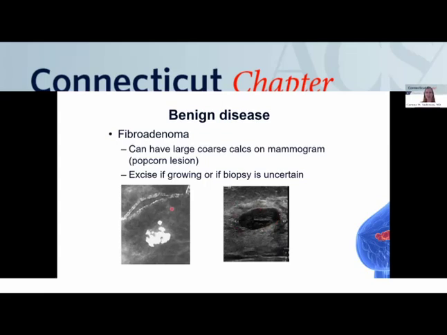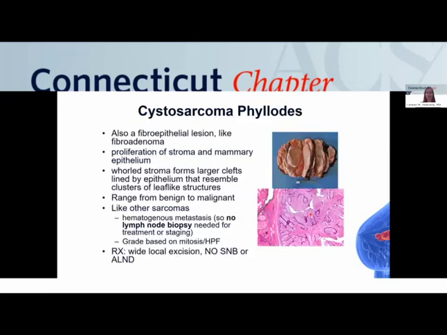On mammogram, if you do see these, they're usually a degenerated fibroadenoma, which we call popcorn lesions. It's these coarse calcifications. If you feel confident that that's what it is, sometimes we can follow these on imaging and do no biopsy. If a radiologist is not completely confident, or for lesions that are greater than 2 centimeters on ultrasound, we do tend to biopsy. And the reason we're biopsying is to rule out the second type of fibroepithelial lesion, which is a phyllodes tumor.